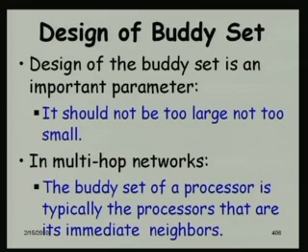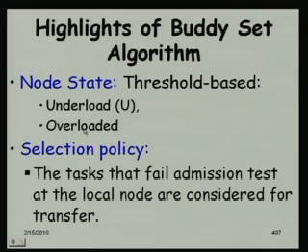So, this is an algorithm which is much more efficient, with less overhead, but the kind of solution obtained by the buddy set algorithm may not be as good as that by the focused addressing and bidding algorithm. So, the highlight of this algorithm is that the node state is threshold based. It does not have to keep exact utilization values, only the overloaded and underloaded status is maintained.